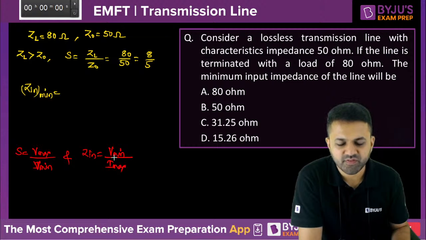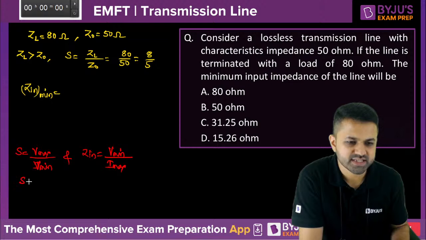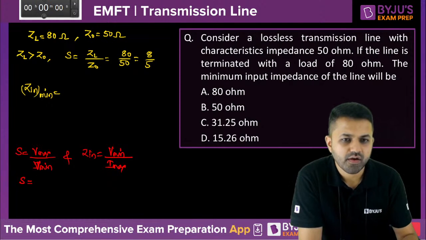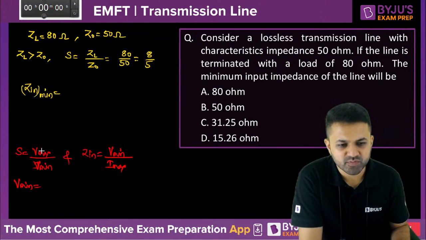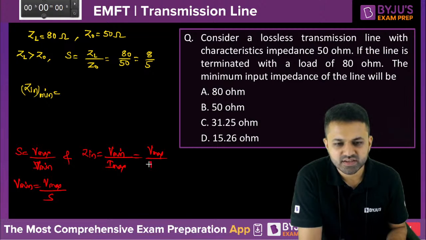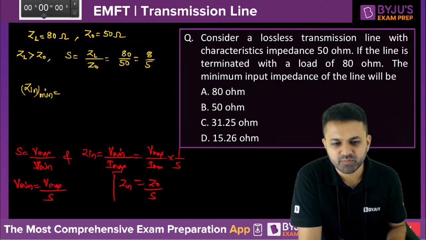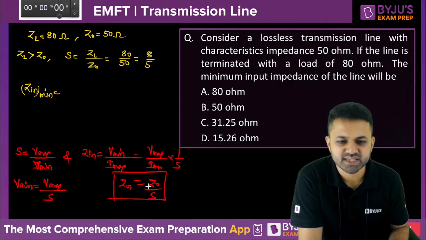So we want to calculate the value of Vmin from the first equation, which is Vmax divided by S. If you substitute this in this equation, it is Vmax divided by Imax into 1 upon S. Vmax upon Imax is Z0, so this is Z0 upon S. So this is the minimum input impedance. So you will use the formula Z0 upon S.